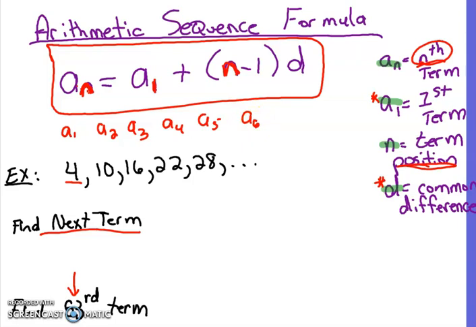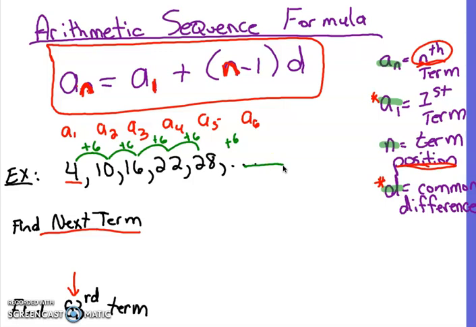Now, first of all, let's find out the pattern. So notice the pattern is going, it looks like I'm adding 6. So 4 plus 6 is 10. I'm adding 6 more is 16. I'm adding 6 more. So the pattern is adding 6. Now, I know I could just add 6 to get to the next term. Okay? I could do that, just add 6. But I want to show you that the formula does work.